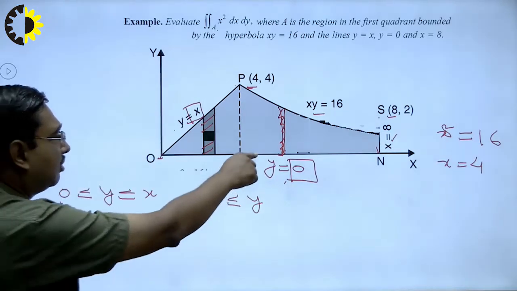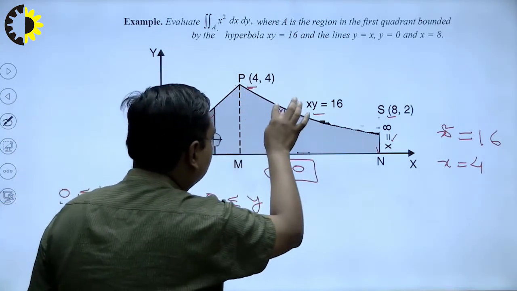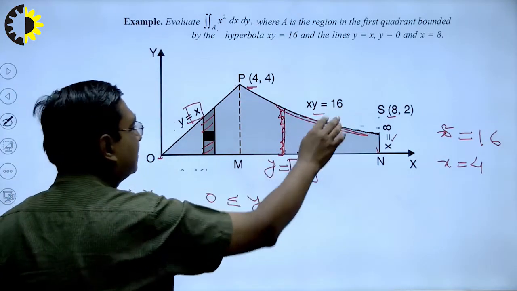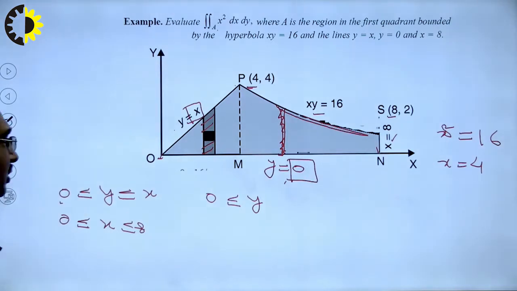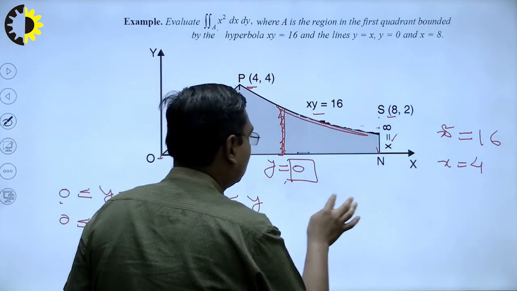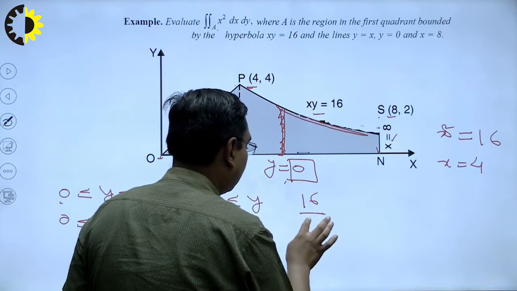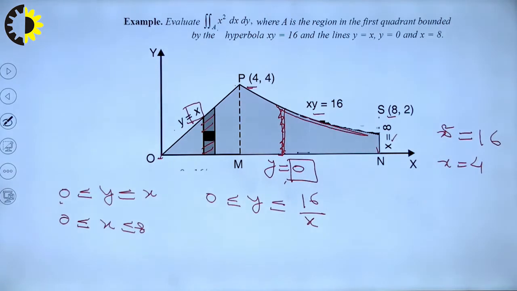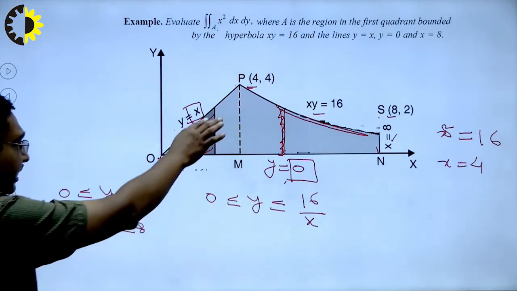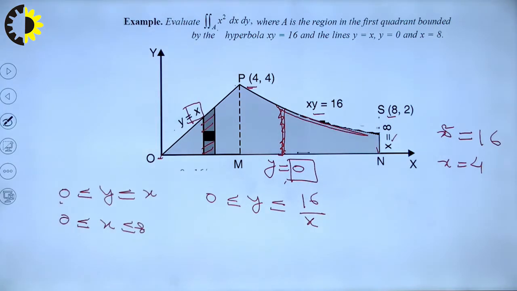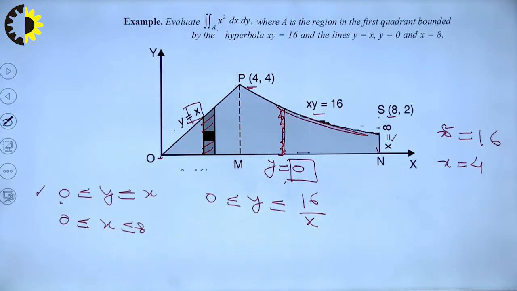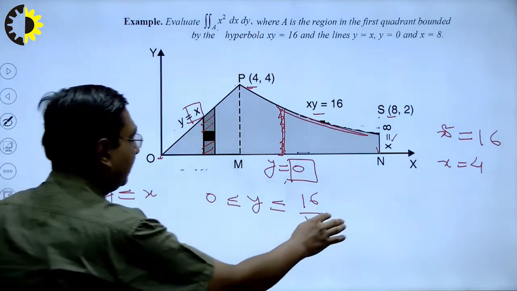The highest point of this slice this time lies on this curve. The equation of this curve is xy equals 16. This equation gives y equal to 16 upon x, and this value obtained from here will be the upper limit of y. Thus if I draw a vertical slice, an elementary slice in this area, then the limits of y will be these. If I draw a vertical slice in the other area, the limits of y will be these.